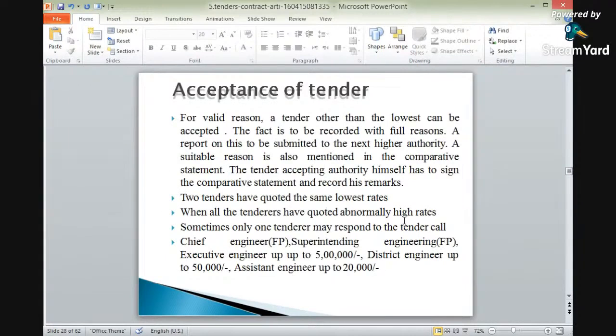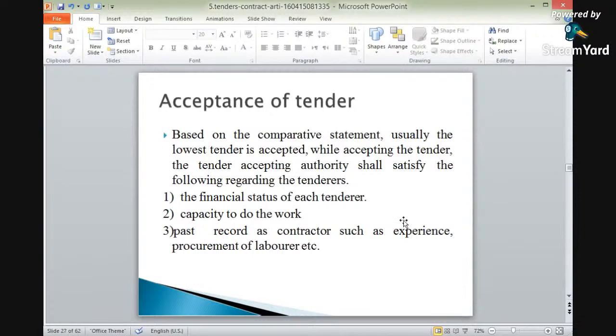Again, there are some more points related to the acceptance of tenders. We will see them in the next lectures. We will see some more points related to the tenders.